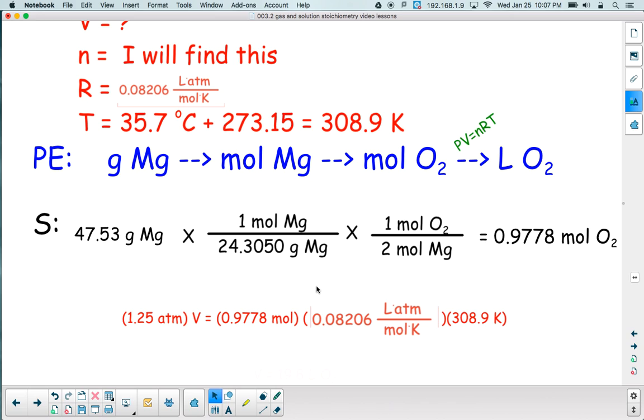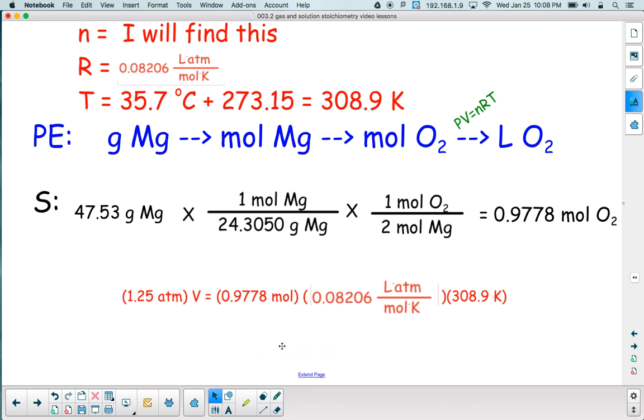Now I take the information I have about the gas: the pressure. I don't know the volume. I now know the number of moles. I have my ideal gas constant and my Kelvin temperature. And I can figure out that I will need 19.8 liters of oxygen in order to use up all the magnesium.